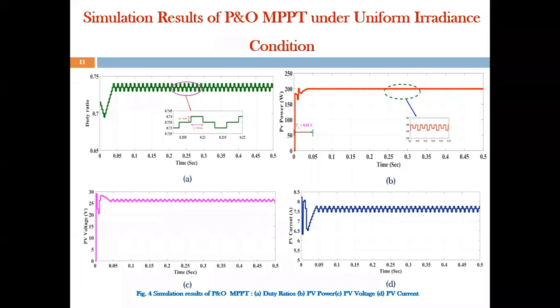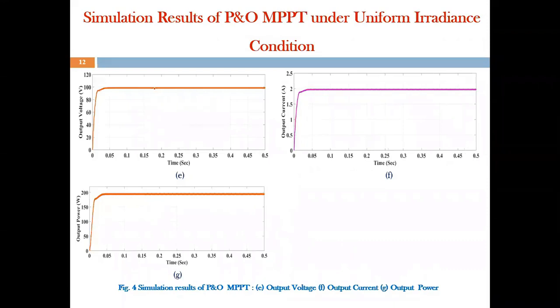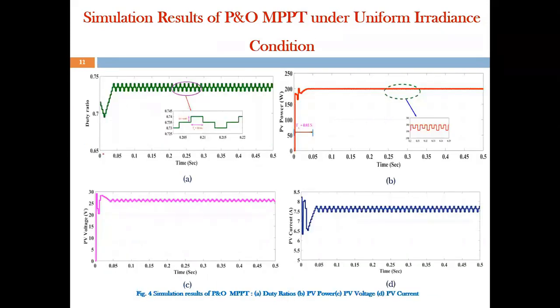When you consider the uniform irradiance condition, single thing, V, I, power, how it is: 100 volts, 2 amperes, 200 watts. This is the output voltage, output current, and output power during the uniform condition. In the same way, the duty ratio is constant, along with PV power, PV current, and PV voltage.